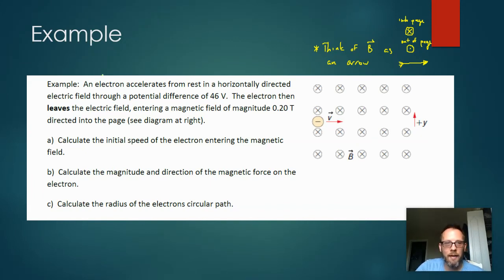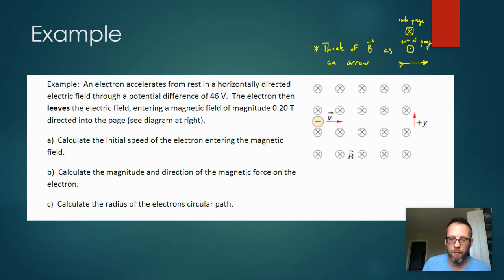So we have an electron, so we know the charge, and it accelerates from rest in an electric field through a potential difference of 46 volts. We're going to tie in some stuff from our previous day that's going to tell us what speed this electron reaches, so we'll know our V. The electron then leaves the electric field and enters this magnetic field with a magnitude of 0.2 teslas, so that's B, and it's directed into the page. So we'll know Q, V, and B, we'll talk about the angle, and then we'll tie in some circular motion. This question has it all. It's going to be great.